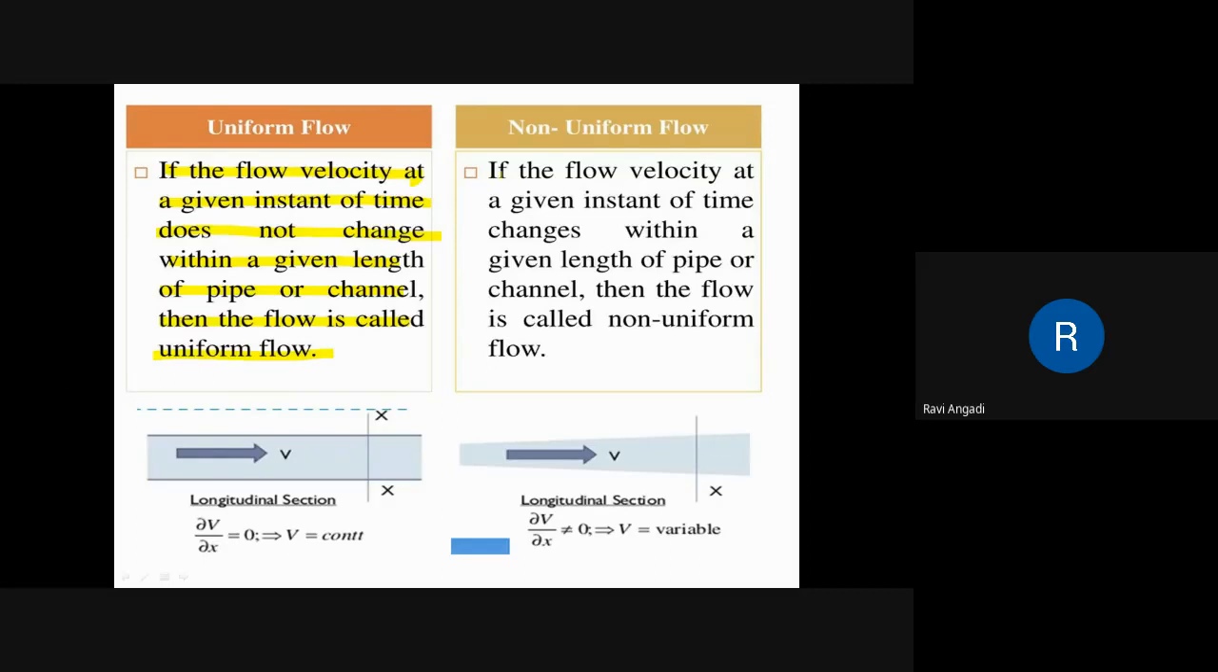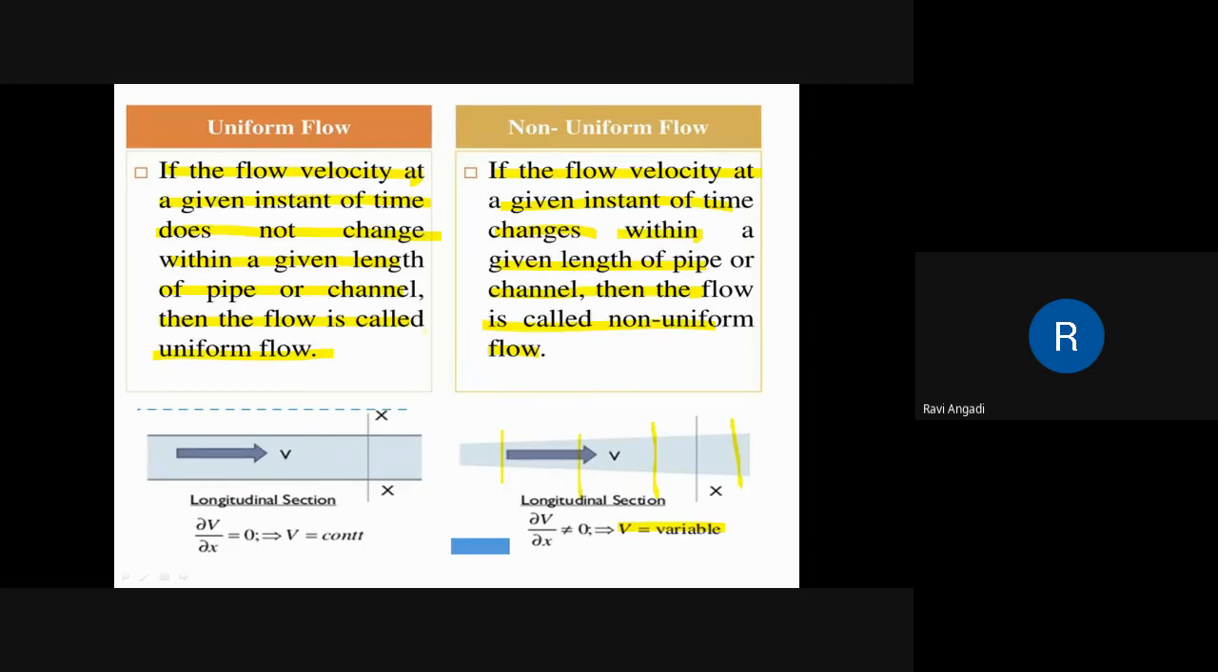And non-uniform flow means if the flow velocity at a given instant of time changes within the given length of the pipe or a channel, then the flow is called a non-uniform flow. Hence, in non-uniform flow, dou v by dou x is not equal to 0. That means the velocity will be varying from section to section. This is the difference between uniform flow and non-uniform flow.